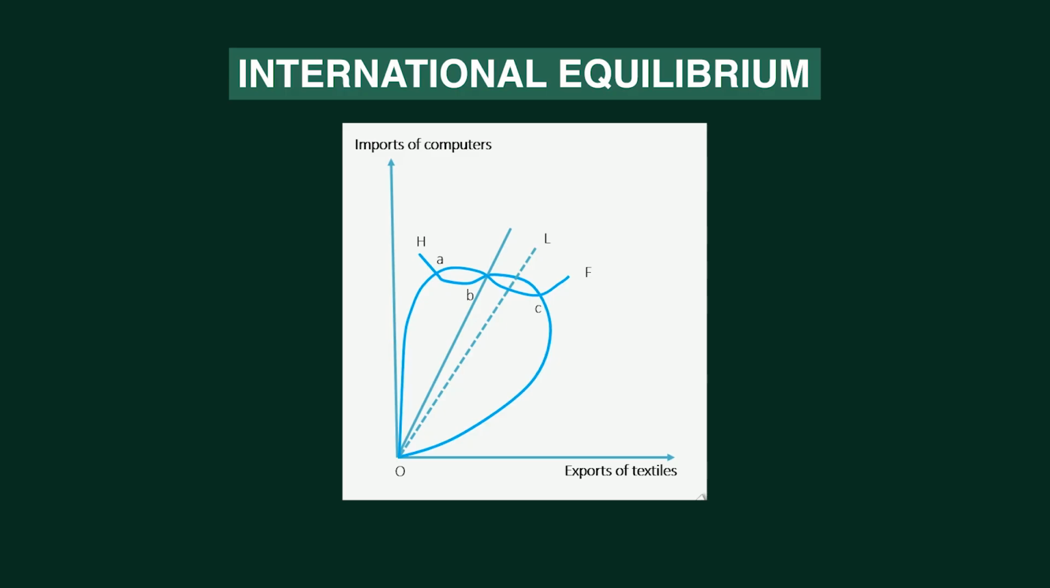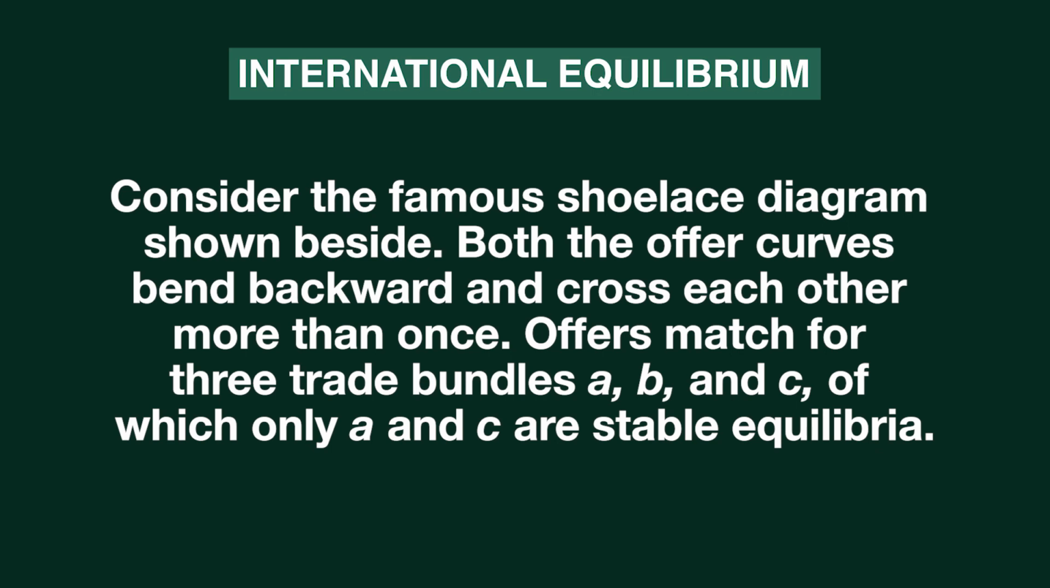And that is if it is the normal shape of a curve, but it may not be the normal shape of a curve. The normal shape of a curve could be like this, intersecting with each other. But if it is like a shoelace kind of shape or heart shaped, then you can check that all these points are not equilibrium. So this shoelace kind of diagram shown beside, both the offer curves bend backward and cross each other more than once, unlike the previous diagram.